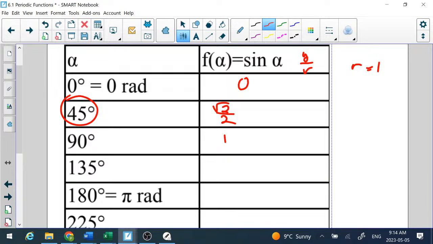Because if this is 0, 0, that's the origin. Yeah. So whatever you go right, that becomes your x coordinate. Whatever you go up, that becomes your y coordinate. Yes?